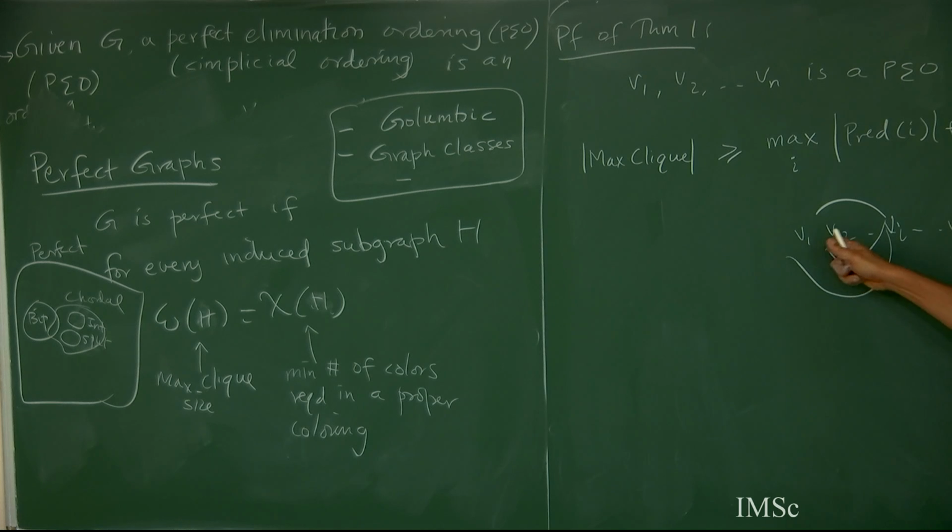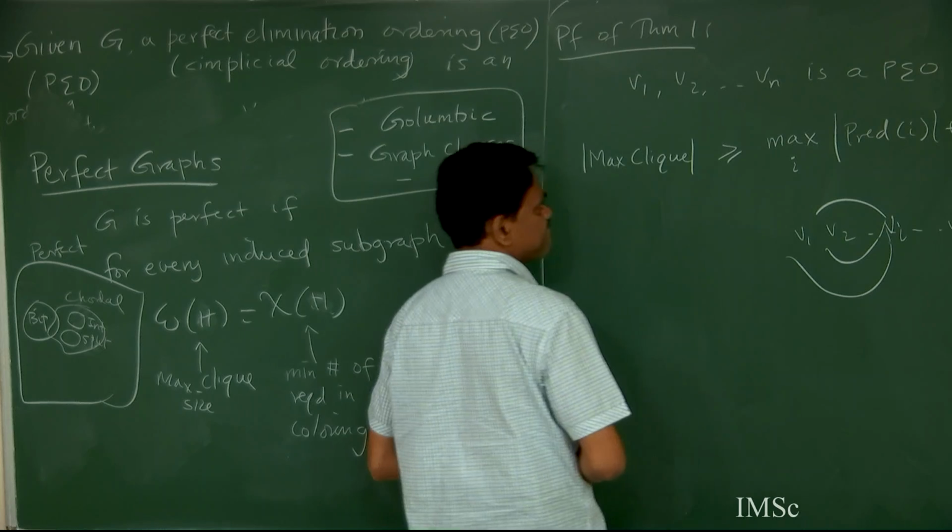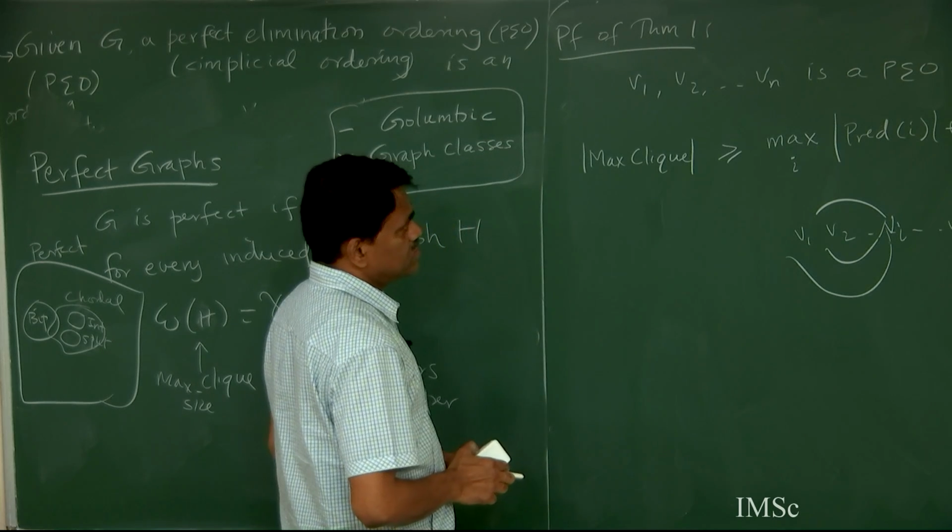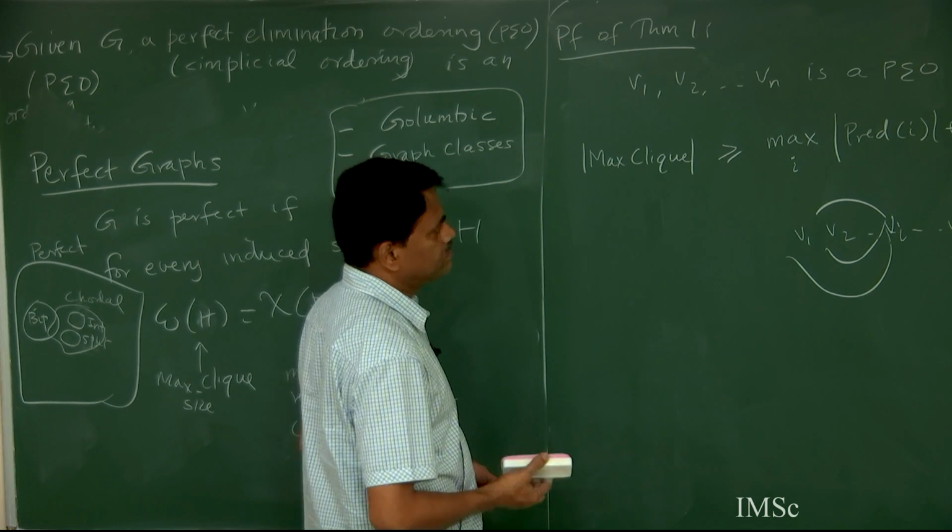So now I compute this quantity, number of predecessors plus 1 for every vertex, given a perfect elimination ordering, and take the max of it. That is clearly a lower bound for the max clique size, and I want to claim that that is the maximum you can get. You cannot really get more than that. So it's a very simple linear time algorithm to find the max clique once you have the perfect elimination ordering. Is that easy to see?